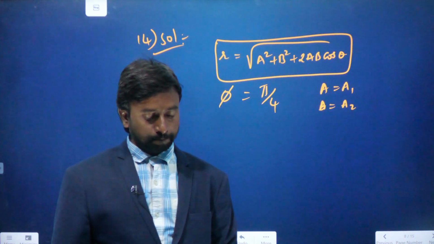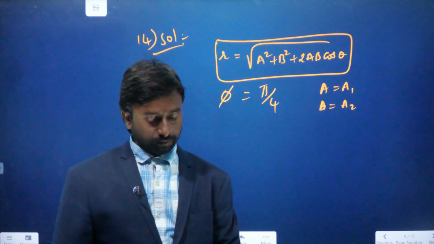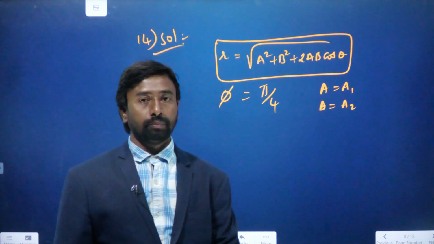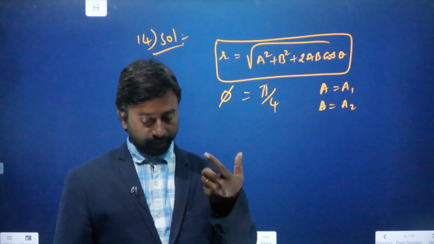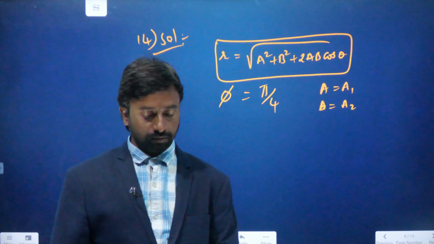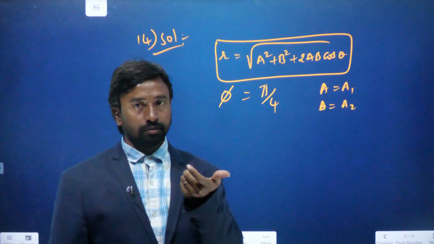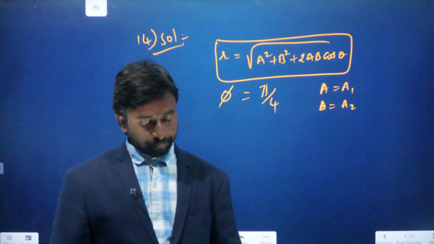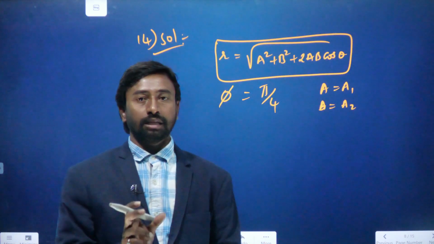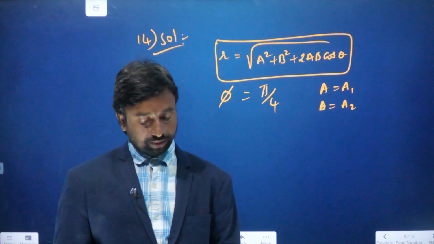So here total time period t. If you divide the total time period into 4 equal parts, it will become T by 4. So in T by 4 time period, the particle will travel to one extreme position.